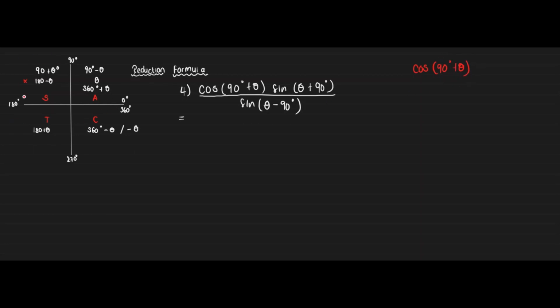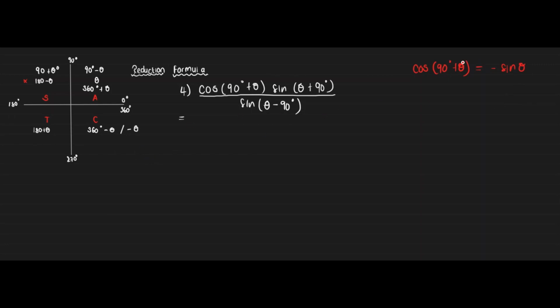So 90 plus theta is in the second quadrant, and we see that only sine is positive. So if sine is positive, then this one needs to change into being what? A negative, because only sine is positive. But what happens when we're dealing with cos and theta? Since this one is cos, it's going to change into being sine theta.